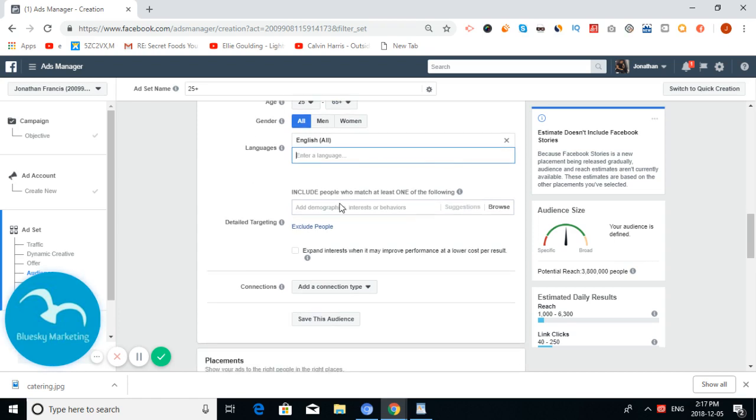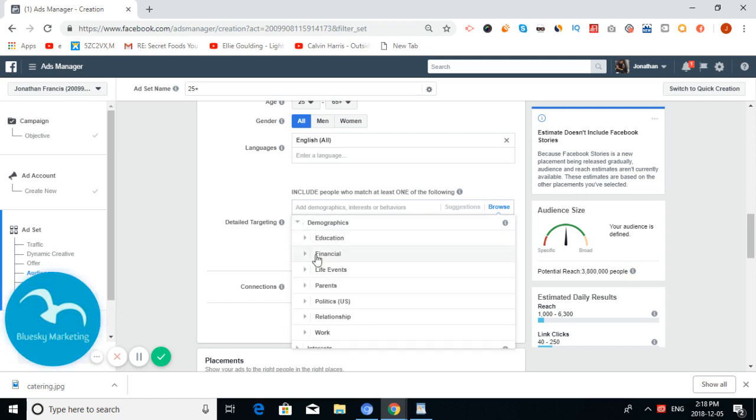So this is the biggest, most phenomenal part about Facebook. You could actually do detailed targeting. And you're probably saying, what is detailed targeting? Well, I'm going to show you right now what you could do with the detailed targeting. You could dive into 3 different categories: demographics, interests, and behaviors.